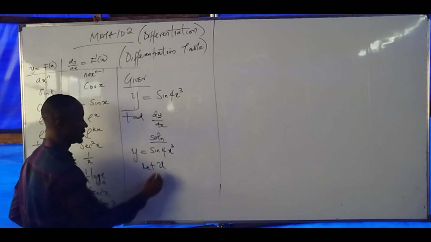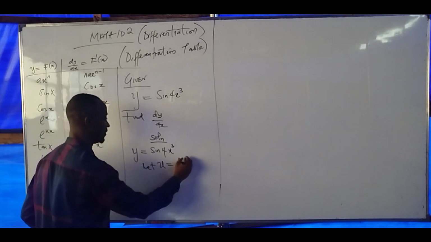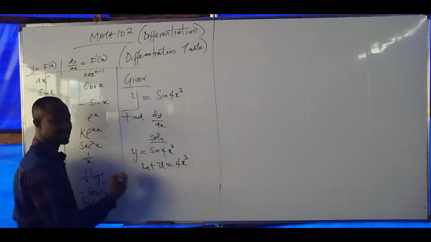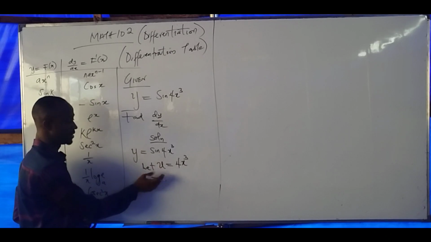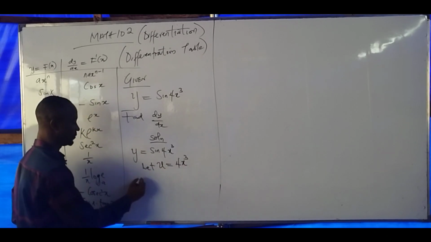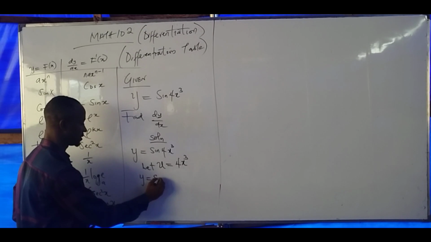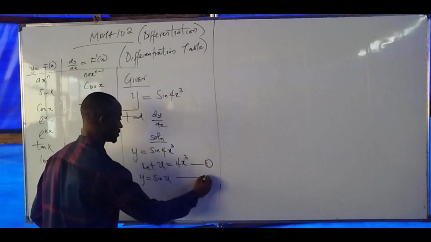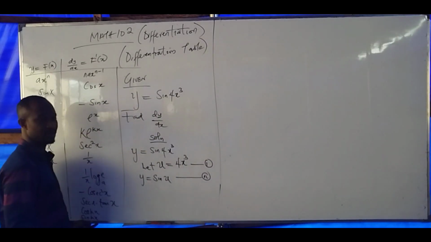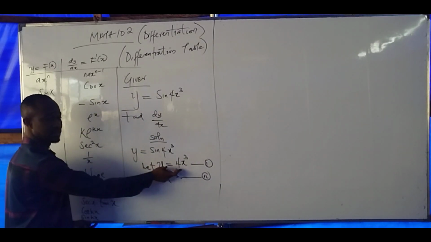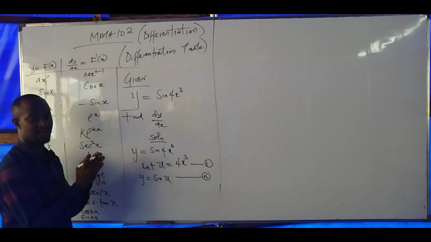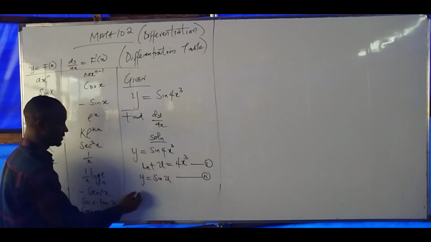Let u equal 4x cubed. I can use v, I can use w, I can use anything, but let us use u. If u equals 4x cubed, y becomes sine u. Let me call this equation 1 and this equation 2. And what do we do? I will differentiate du/dx, differentiate dy/du, then multiply their products. Are you following? So let's differentiate du/dx.